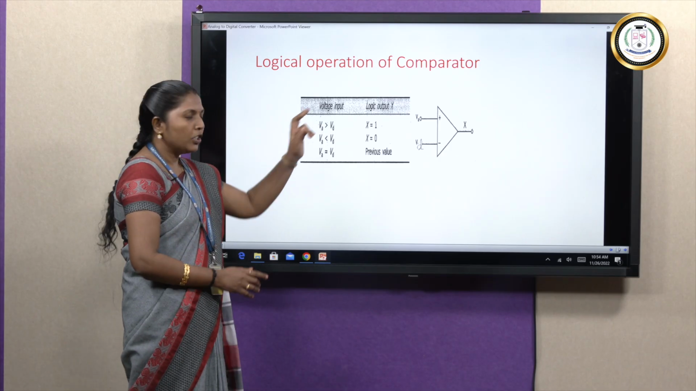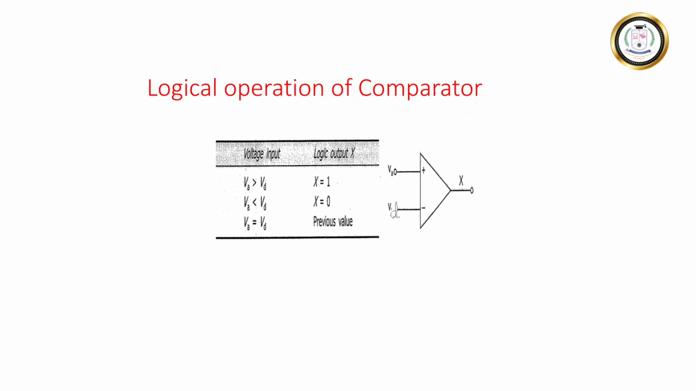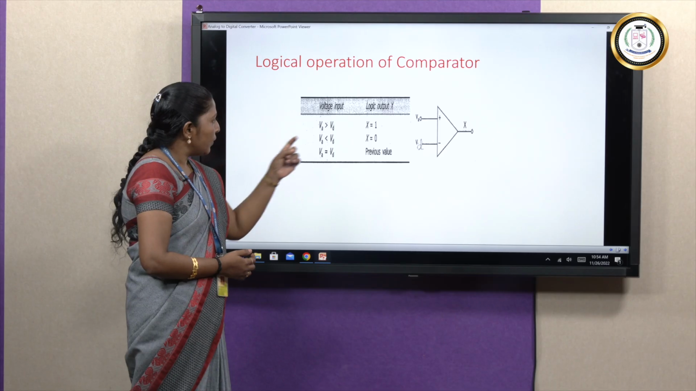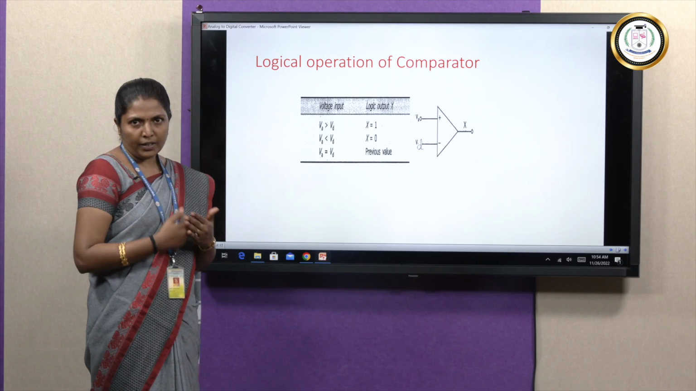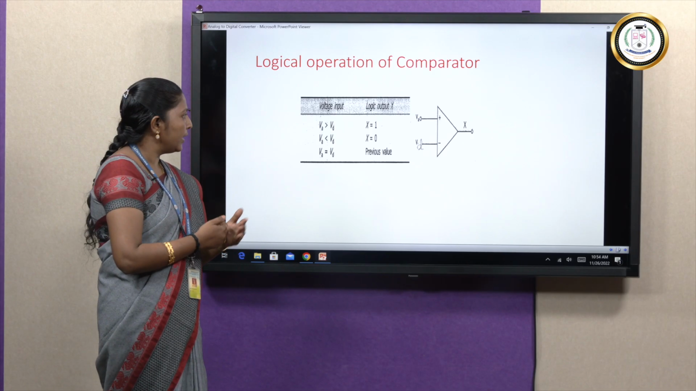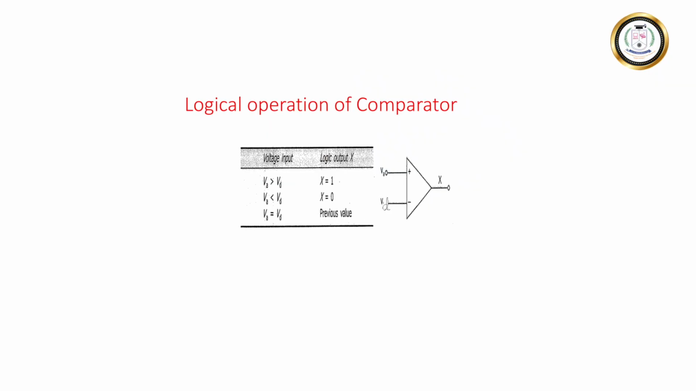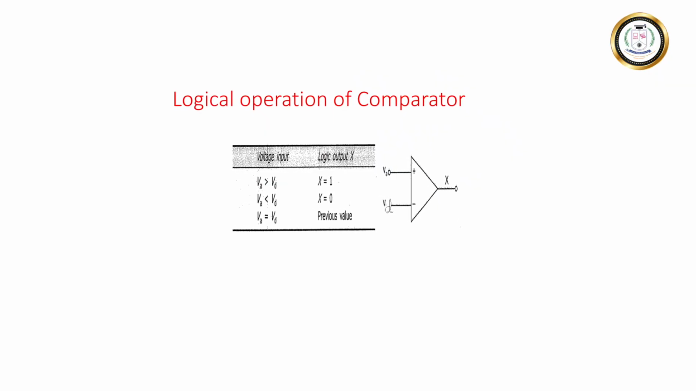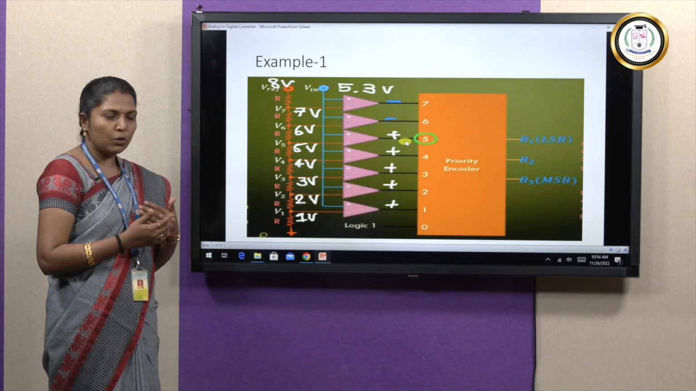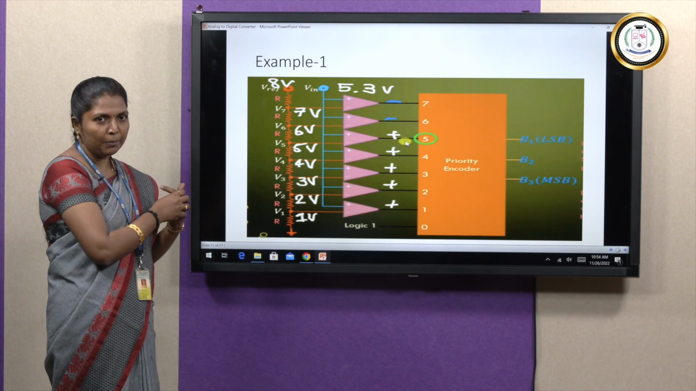So this is the logical operation of the comparator. Our analog signal will be compared with the reference voltage Vd. If our analog voltage is more than our reference voltage, the output will be 1. If the analog voltage is less than our reference voltage, the output of the comparator will be 0. If both the signals are the same, the previous value will be maintained. So this is an example which will help us understand the function of our flash type converter.